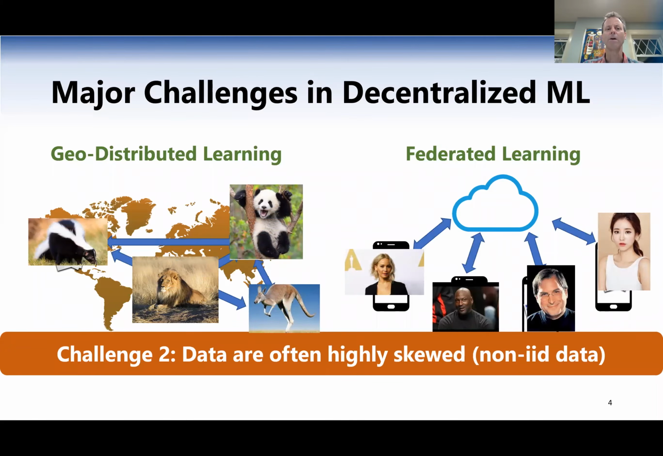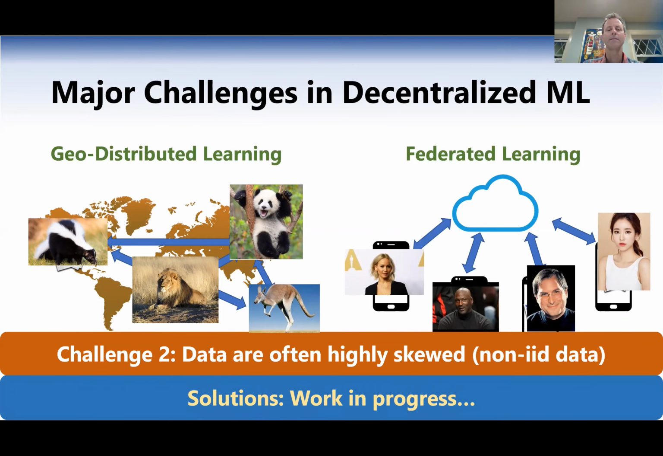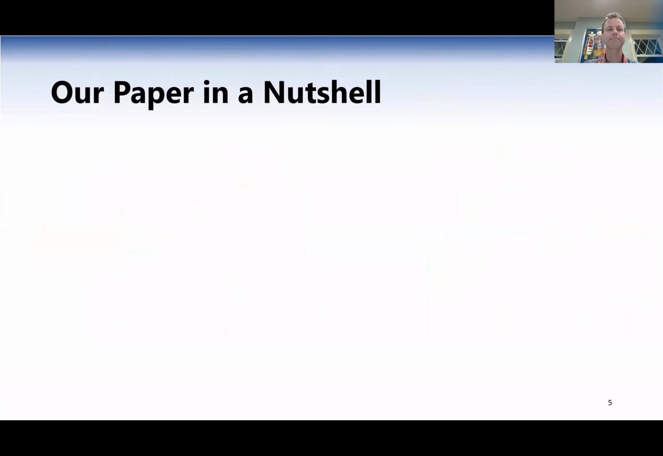The second challenge, though, is that because the data is collected geo-distributedly, it has different distributions to it. So the data is non-IID across workers in this setting. Solutions are an emerging area. There are a number of solutions being developed, including what I'm going to present to you today.